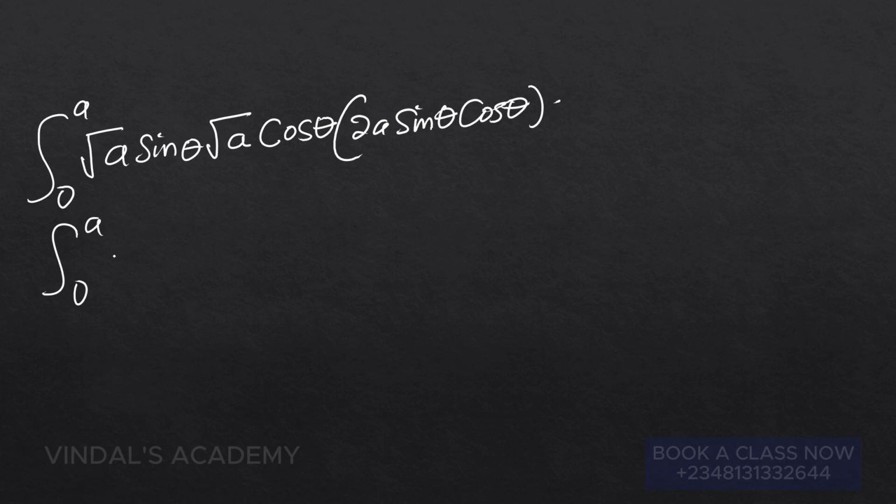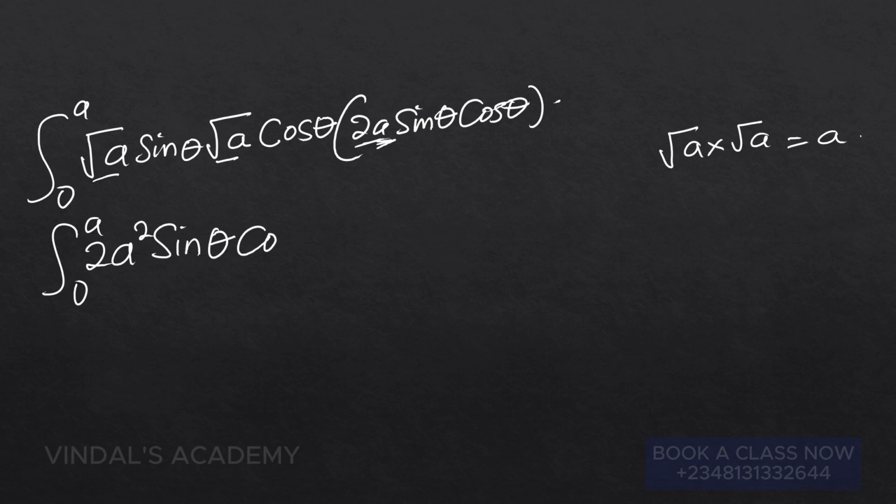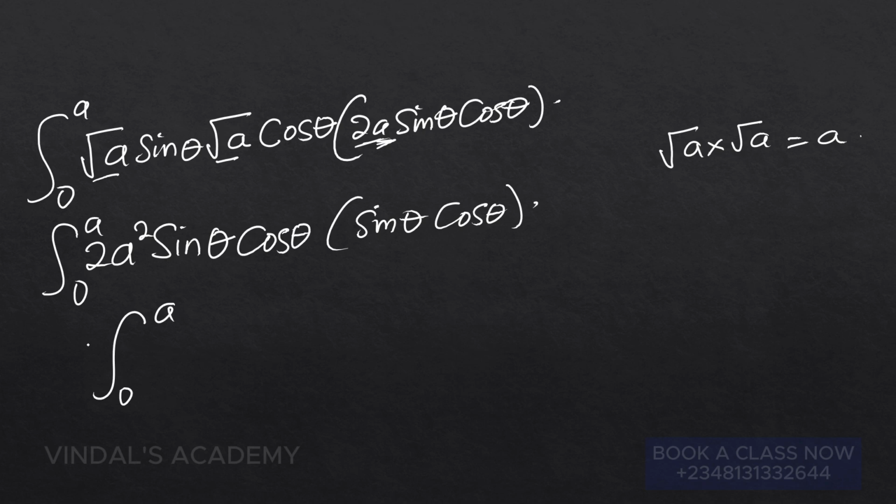Then plus times these two. So we're going to have this. I want to do it correctly. So this is going to be this times this times this. I'm going to add a square times 2 because 2 is multiplying them. Remember that square root of a times square root of a, your final answer is going to be a. Then this a times a is going to be a square. So that is how we plot that. So this is sine theta cos theta in brackets, sine theta cos theta.